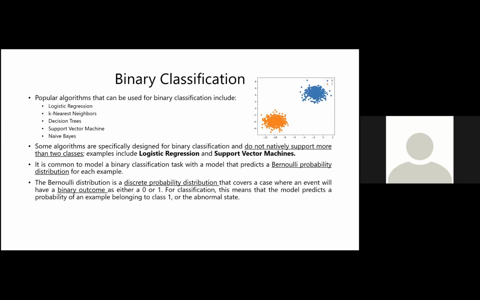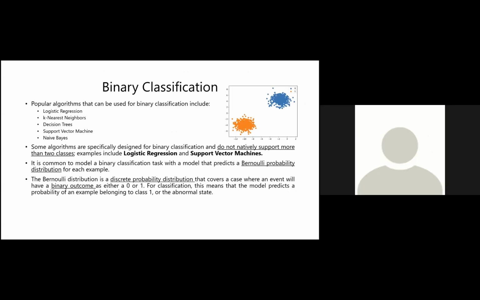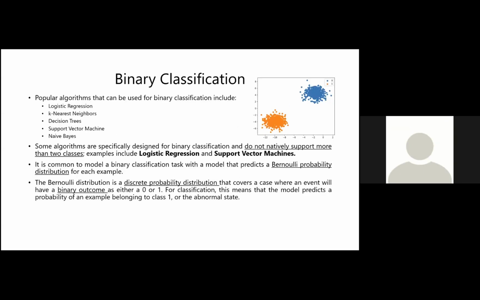So some of the popular algorithms in binary classification include logistic regression, k-nearest neighbors, decision trees, SVM, naive Bayes. Some algorithms are specifically designed for binary classification, and they do not natively support more than two classes. Some examples include logistic regression and support vector machine. So they are only used for binary classification. It's actually our main intention to go into the details of this binary classification.